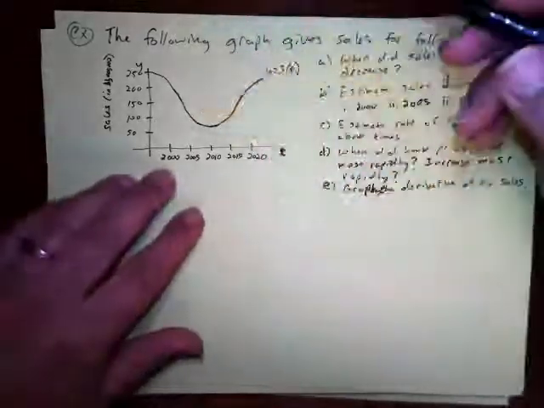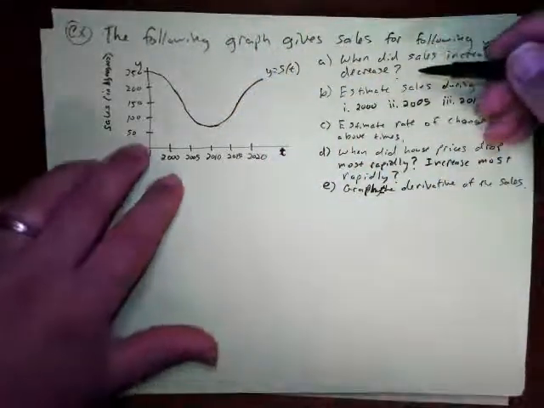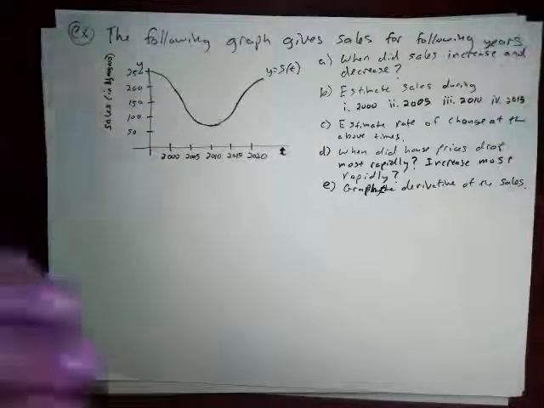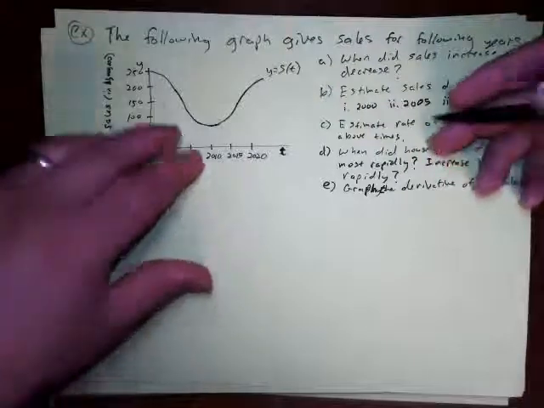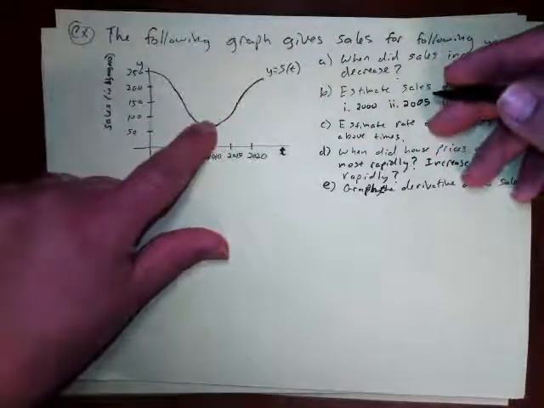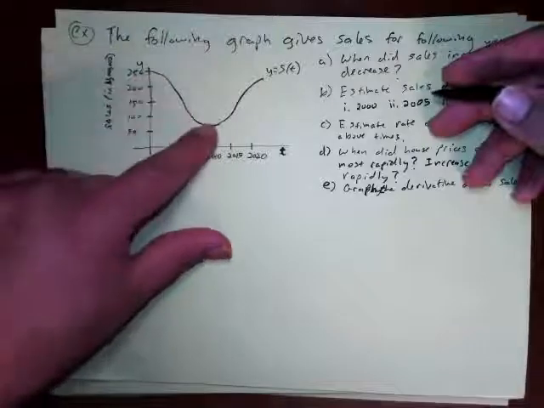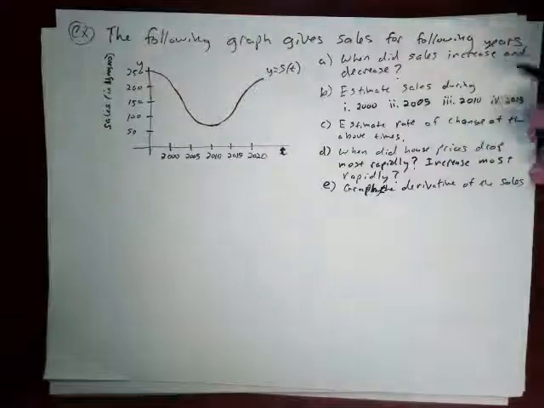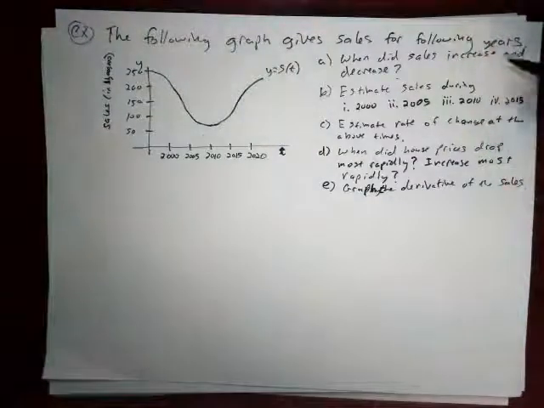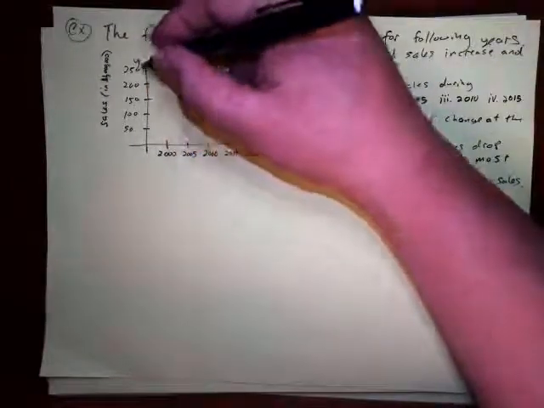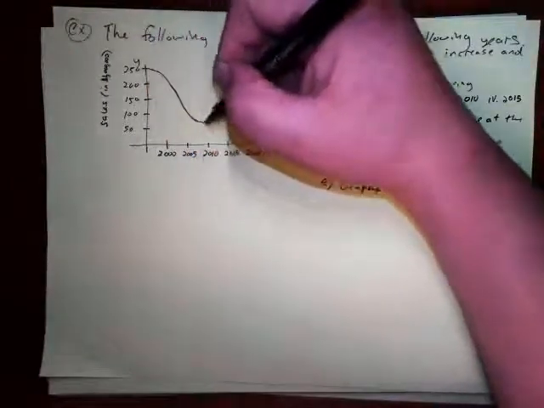So let's see here. I want to answer the following question. So this is the amount of sales in millions. I don't know, let's say it's some business, right? And it looks like the sales took a real dip here from 2000 down to 2010, then it started increasing again. Okay, so first of all, it wants to know when did the sales increase and when did they decrease. Okay, so clearly they're decreasing here.